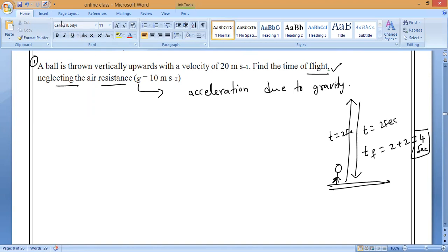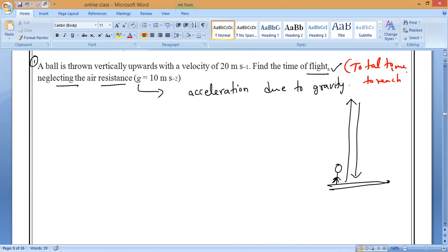Now, according to class 9, they will calculate the time taken to go upward and make it double, so that is the total time. Understand, Harish? Yes, sir. Now, in the exam, they might not ask you time of flight. They will ask you total time to reach the ground. Do you understand, guys? Total time to reach the ground, they will ask you.